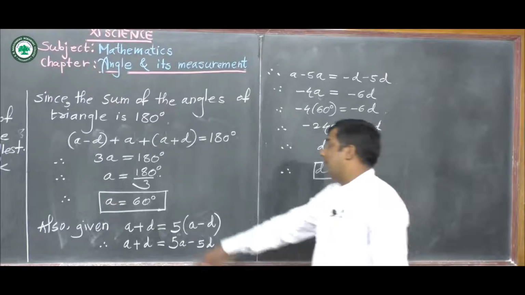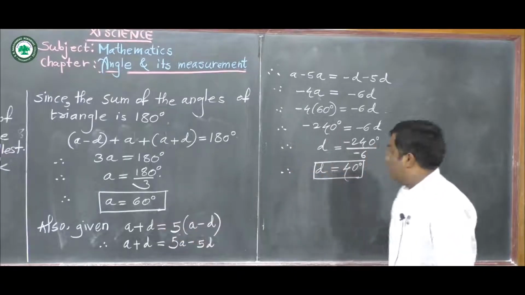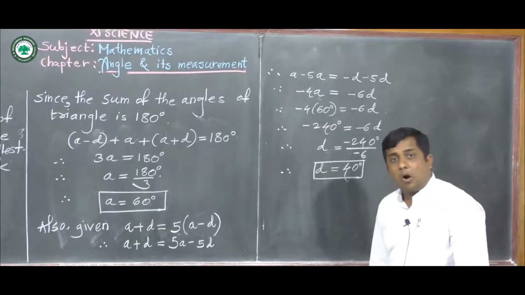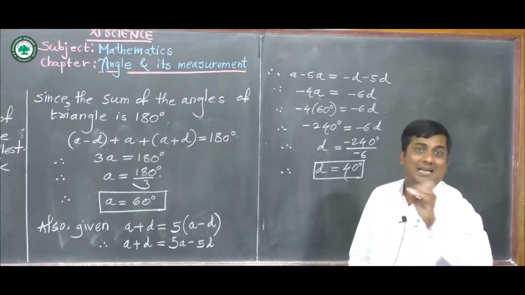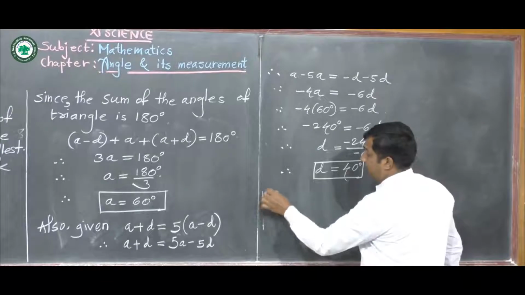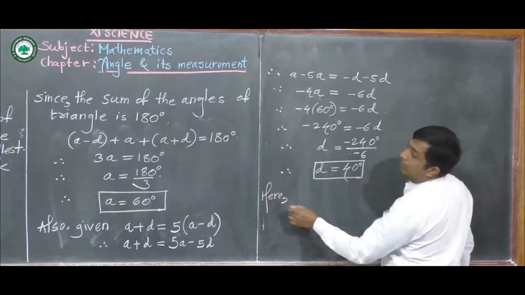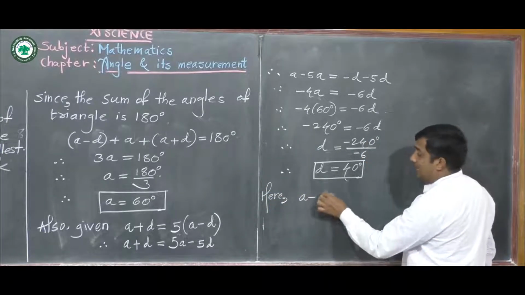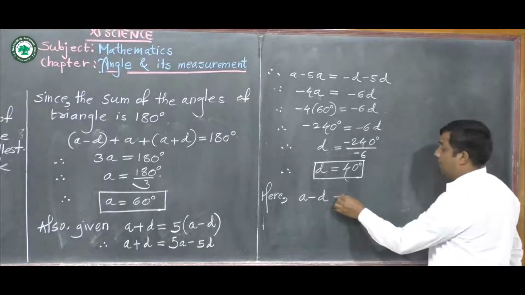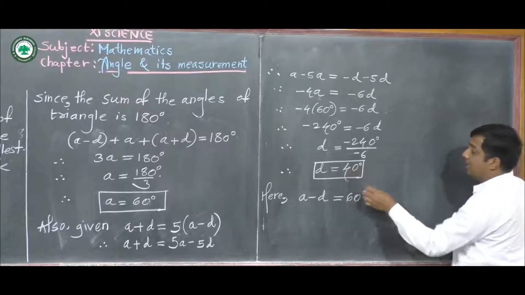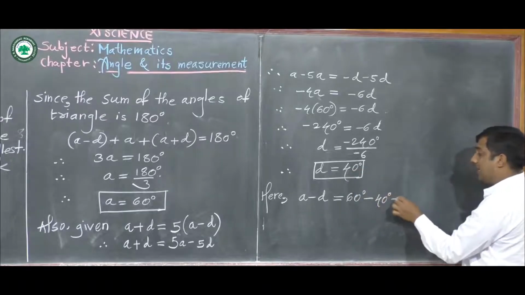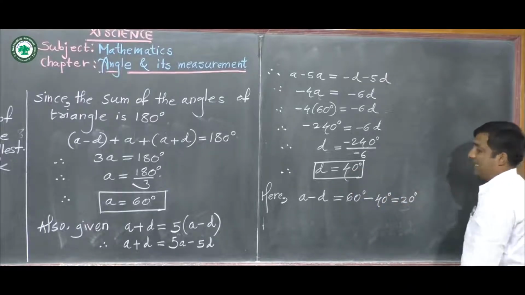Now we know A is 60 degrees, and we know D is 40 degrees. So we get the angles in degrees. Let's go with the smaller one. Here A minus D is the smaller one, is equal to, we know A is 60 degrees, minus D is 40 degrees, is equal to 20 degrees.